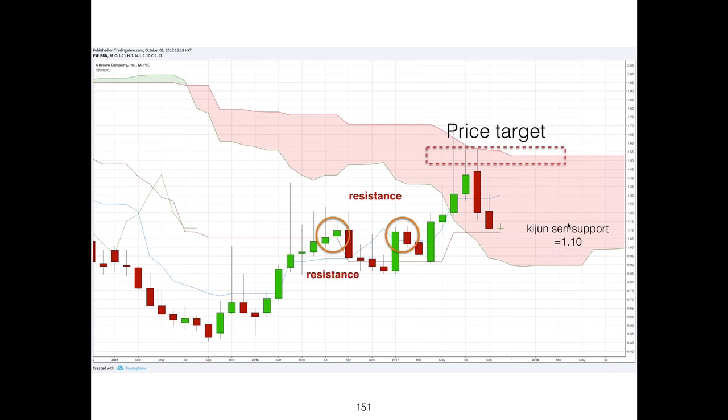So yan, target na yan. Ilang beses niyang hinit yan pero hindi niya malampasan. So your Kijun-sen support is at 110. If that holds, you'll target 130. If that breaks, you'll target 90, which is Senkou A support.